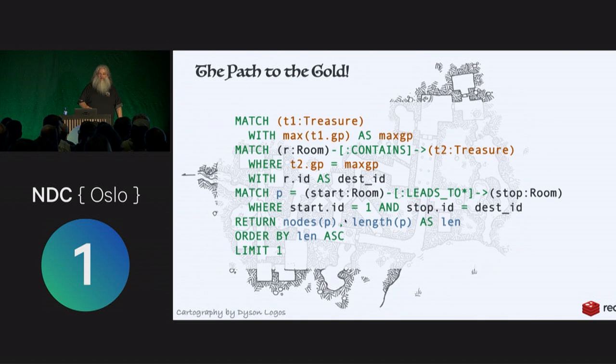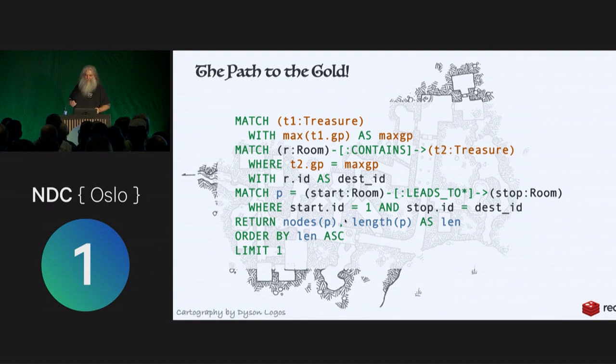And you can actually combine all of these together. So here we're matching for treasure and getting the max gold piece value. And then we use that to match the room that would contain it, make that the destination. And then we get the path from the room we're in to the room we want to go to, which is the destination. Then we get the nodes in that path and the length of that path, and sort it by length ascending, which will give us the shortest path to the room with the most gold.